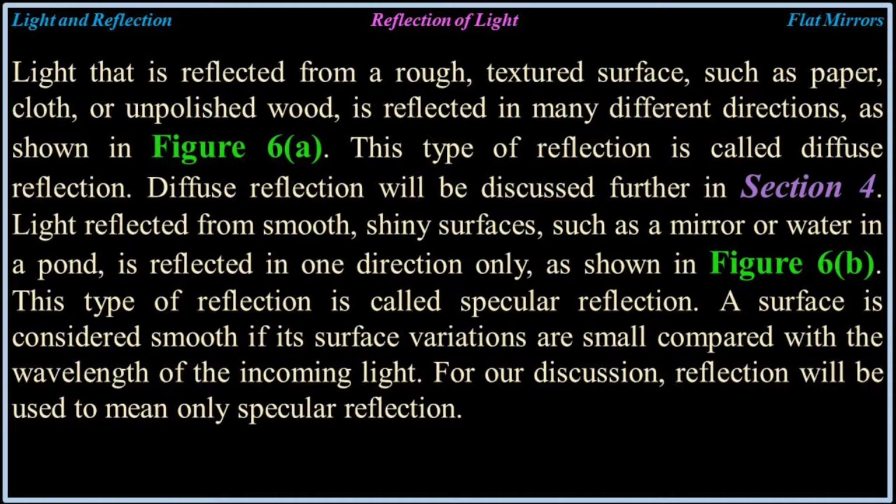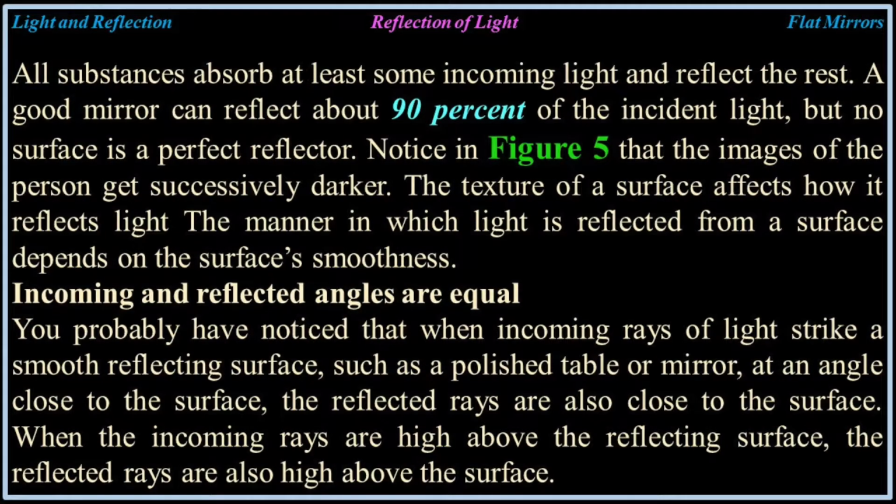Light reflected from smooth, shiny surfaces, such as a mirror or water in a pond, is reflected in only one direction, as shown in figure 6b. This type of reflection is called specular reflection. A surface is considered smooth if its surface variations are small compared with the wavelength of the incoming light. For our discussion, reflection will be used to mean only specular reflection.